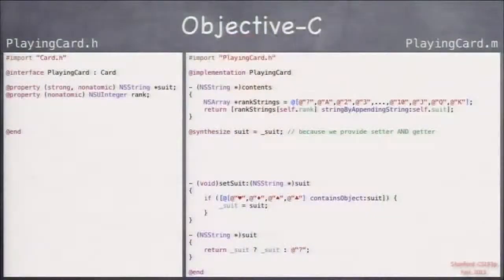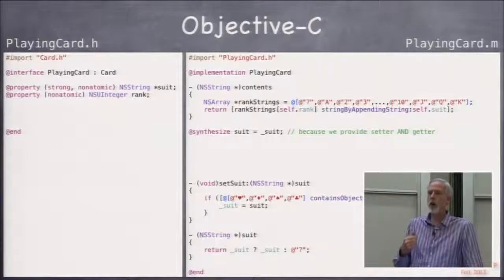One thing to note, though, before we do that: since we've implemented both the setter and the getter of suit, we are now required to do the @ sign synthesize. Okay? In other words, normally we don't have to do this @ sign synthesize. It gets done for us. But if we implement both the setter and the getter, now we do. It's easy to do because it's always of this exact same form. But we do have to do it.